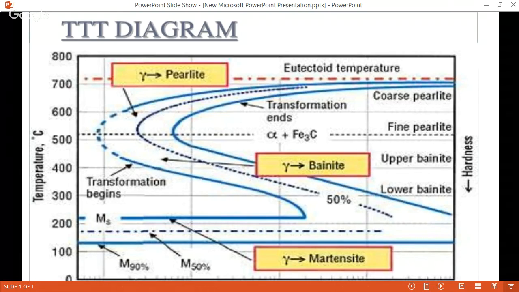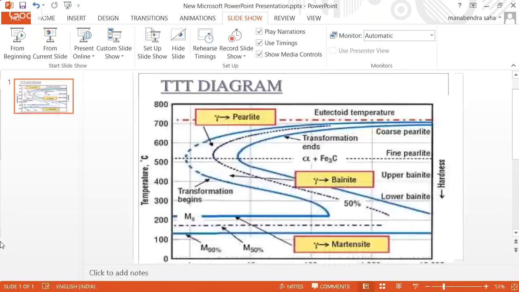So after the TTT diagram, I am now concluding with a revised summary. This is the temperature range from 100 degrees centigrade to 800 degrees centigrade, and the time period is on a log time scale. With the help of austenite, after the time period, it is divided into three types of phases: pearlite, bainite, and martensite. Thank you.